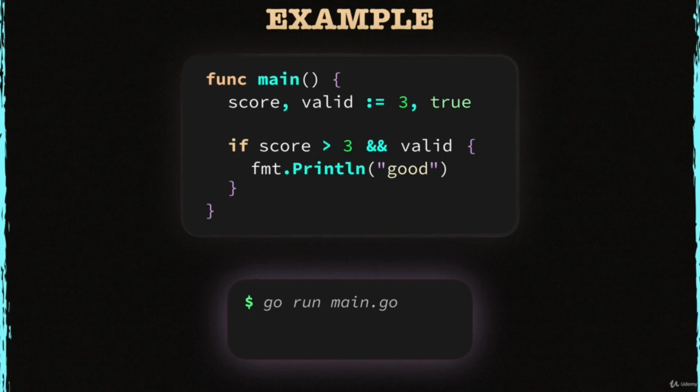Okay, now let's say that you want to print another message when the score is equal to or less than 3. To do that, you need to use an else clause.